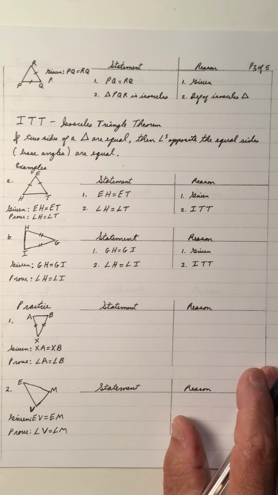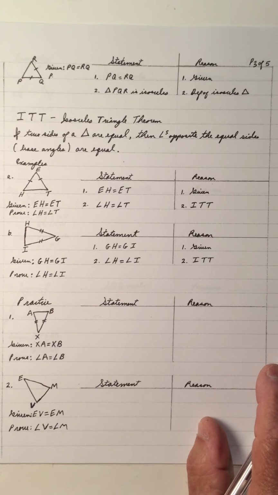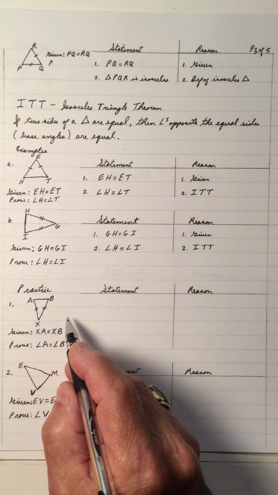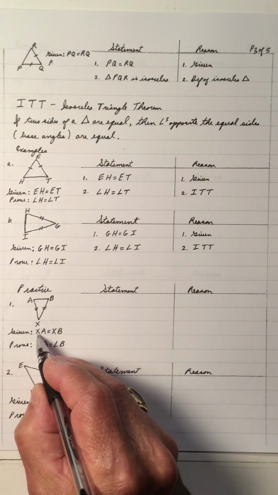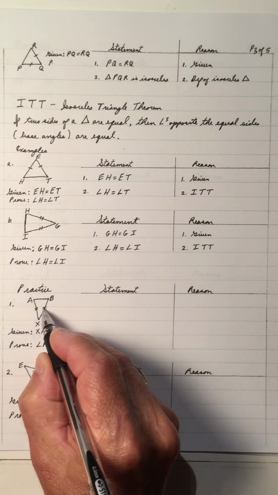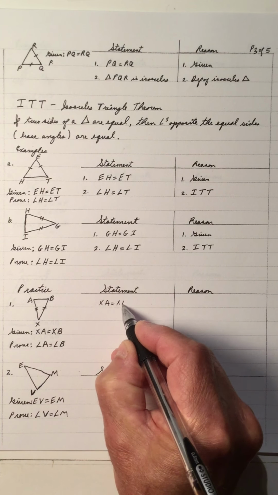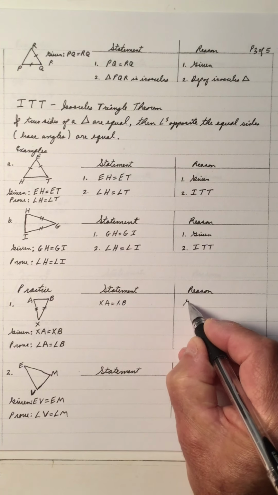And practice means pause the video and work these out. Here we go, pause the video if you wish. We're given that XA equals XB, two strokes. So XA equals XB, given.